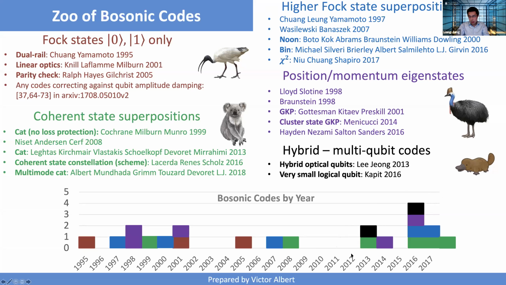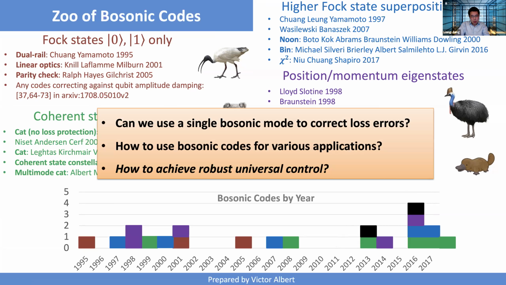In addition, trapped ions also have these controls. So you will probably hear more talks on using superconducting circuits or trapped ions, or even optical systems that can potentially allow us to prepare bosonic codes and also use them for error correction. Let me focus on 3 aspects. The first is how do we design a bosonic code using a single bosonic mode to correct loss errors? Then I'll talk about using bosonic codes for different applications.